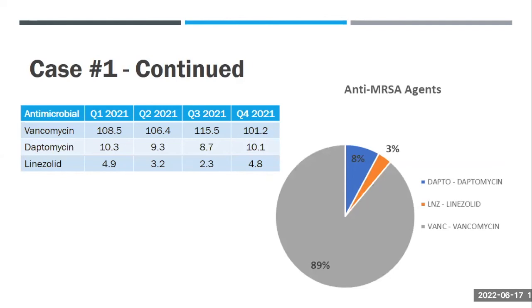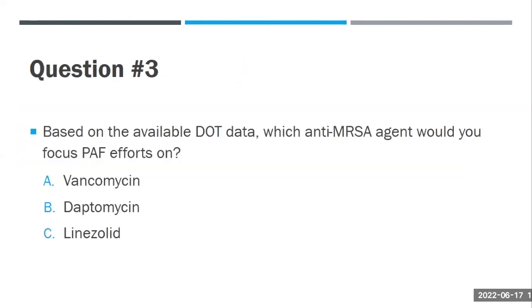So we have vancomycin, daptomycin, and linezolid at the same example hospital. Looking at the pie graph, we can see that vancomycin actually makes up about 90% of the overall anti-MRSA therapy at this facility. Daptomycin makes up about 8% and linezolid makes up about 3%. So pretty consistent grouping towards vancomycin driving the use potentially.